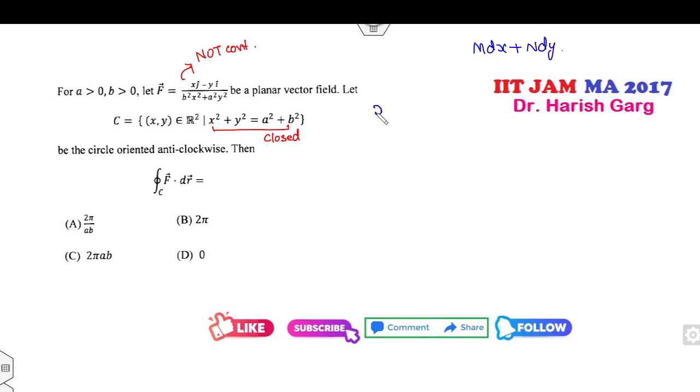Fine. But clearly say, if I write this is x dy minus y dx divided by b square x square plus a square y square. Look at that. If I take the function as tan inverse of a y over b x, what will be the derivative of this? Is this function the derivative of this?